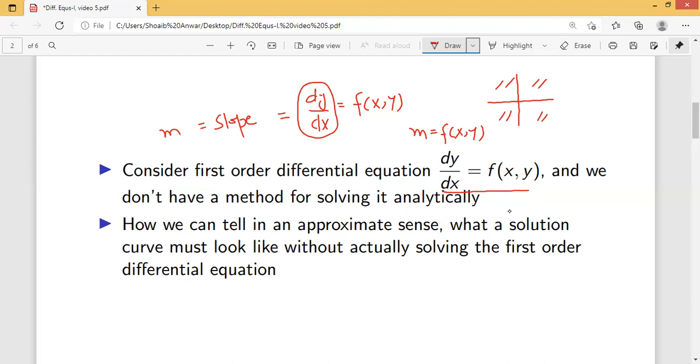where you can plot your solution curve. So if you want to know the slope of a tangent line at a certain point, let's suppose at some point 2 units right and 5 units upward, then you just have to put the value of x equal to 2 and y equal to 5 in f of x, y, and you will get the slope of the tangent line at that particular point for the first order differential equation.